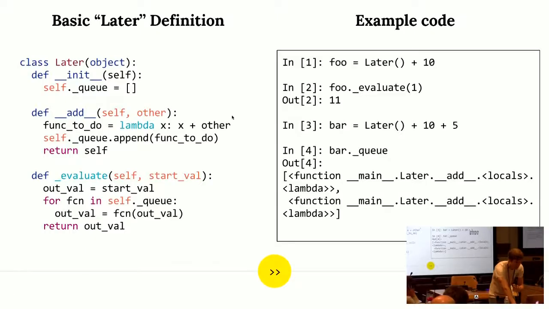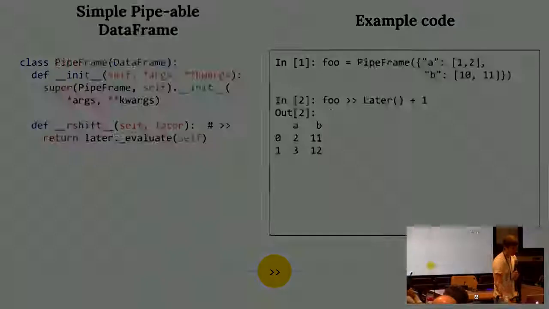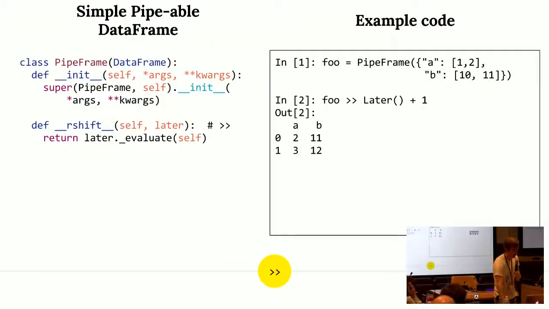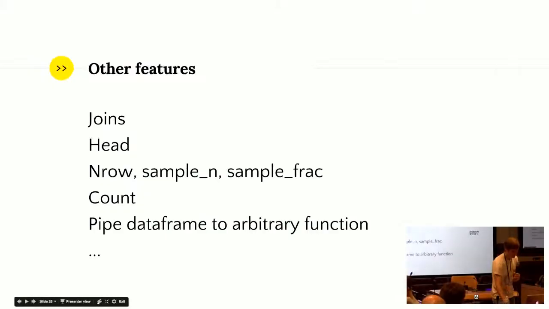And these are reusable. OK, I'm running a little short on time, so I'm going to skip some of this. For piping, it's kind of the same thing. We just overload the rshift operator. And we have a lot of other features that are very useful, such as joins. You saw the head statement, implementing a lot of what's in dplyr, for those familiar with dplyr.